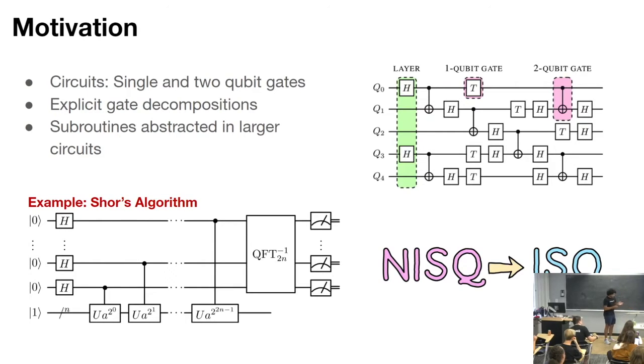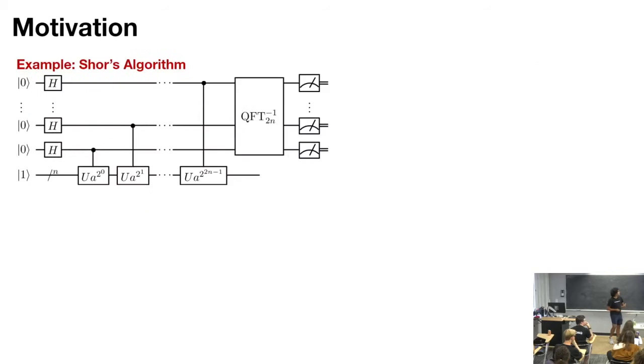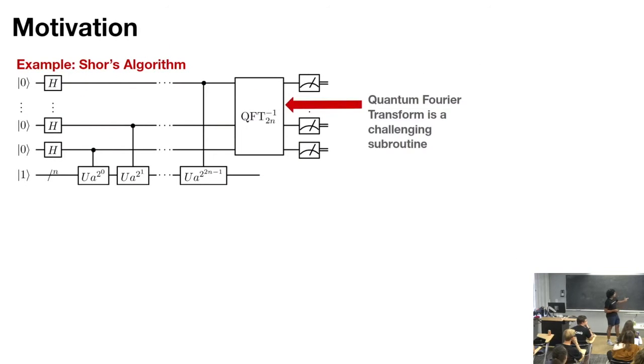But if you'll notice, within quantum circuits, so this is the quantum circuit of Shor's algorithm, we have bigger blocks that are abstracted. You have this QFT block over here. We can represent circuits within other circuits through these bigger blocks. So this QFT block is another circuit within the circuit. We collect a bunch of subroutines together to create a quantum algorithm. But the issue is this particular subroutine, the quantum Fourier transform, is a very challenging subroutine to implement in general.